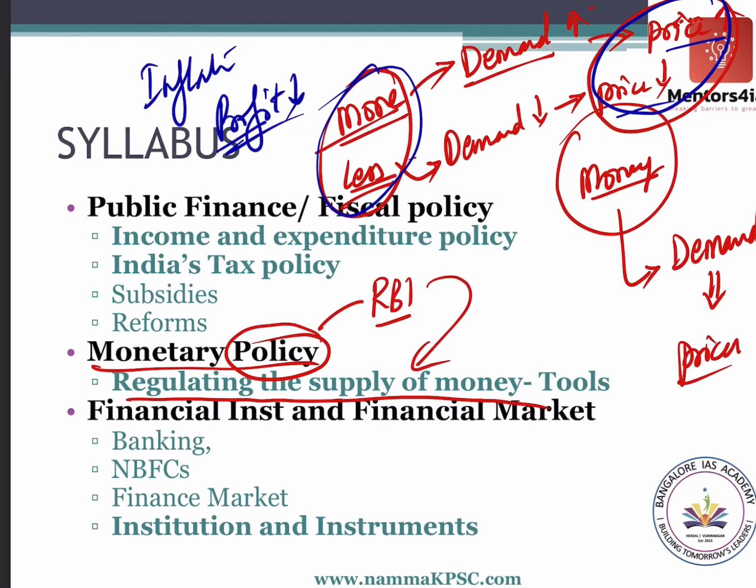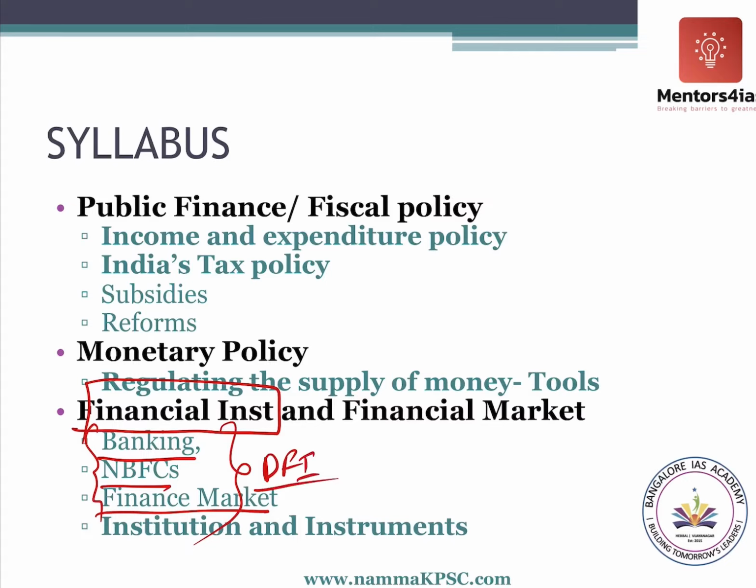The next chapter we will be discussing is financial institutions. In financial institutions, we will have to discuss banking, NBFCs, and financial markets. There's one more, DFI, Development Financial Institutions. So banking, NBFCs, and DFI, three types of financial institutions are there. So what are these financial institutions? Now let's try to understand it in simple words again.